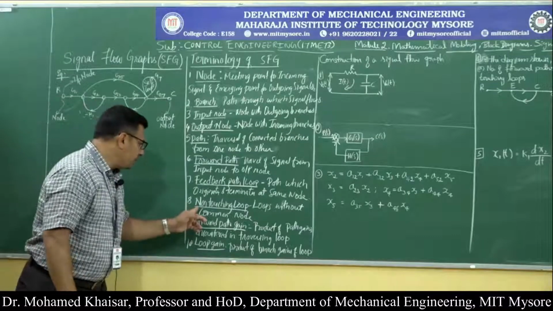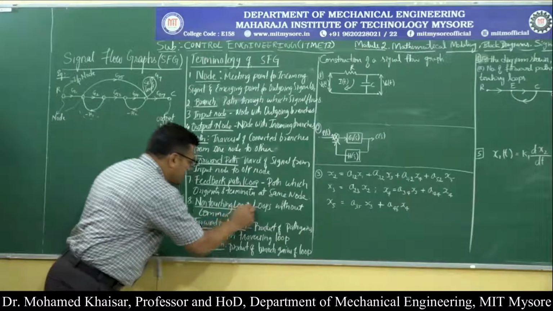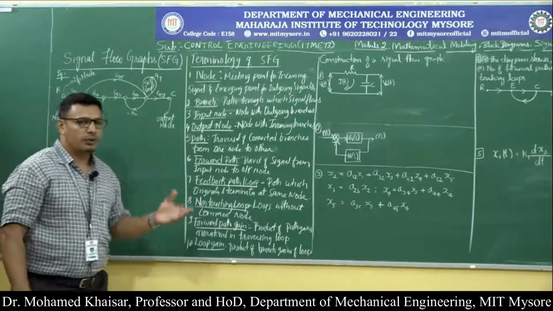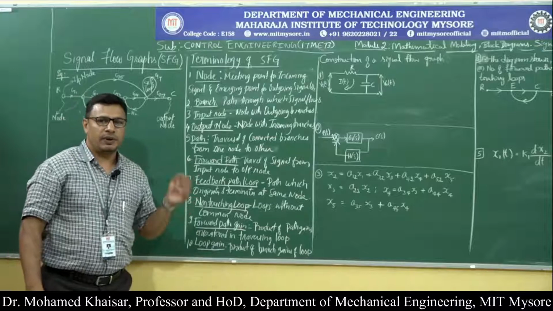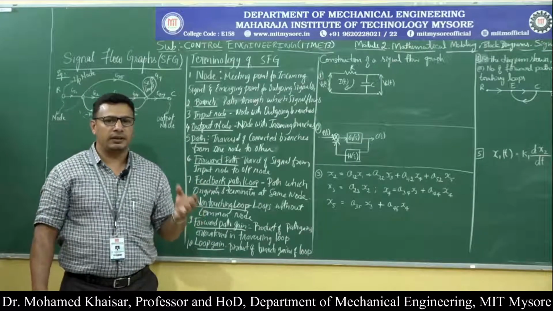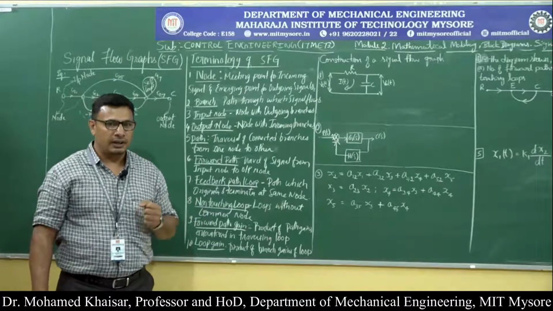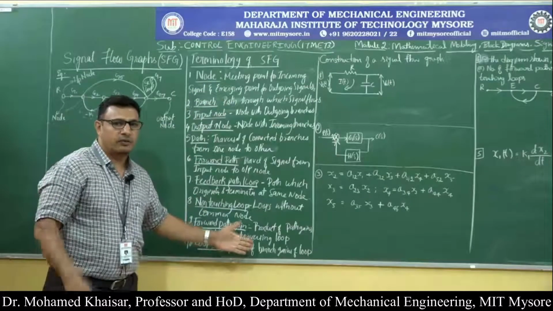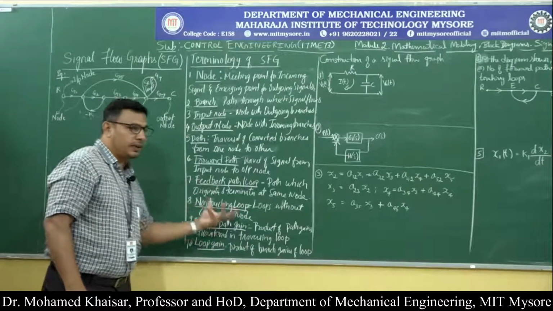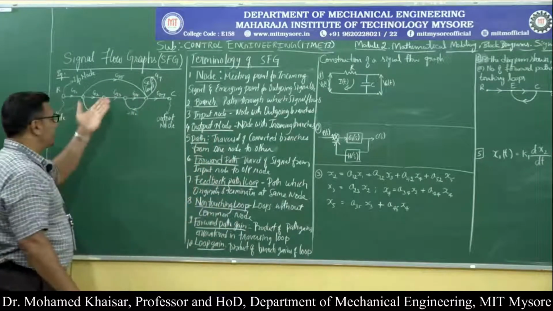Then non-touching loops. What are non-touching loops? As I have mentioned, if you want to use signal flow graphs for analyzing any given system and arrive at the transfer function C(s)/R(s), then all these terminologies we have to make use of. That is why it is important to know their definitions with the application of an example.